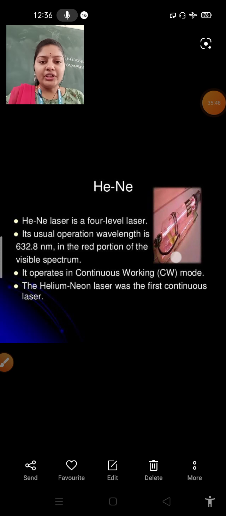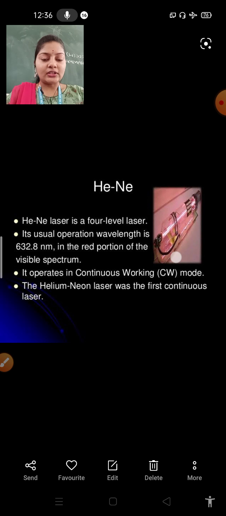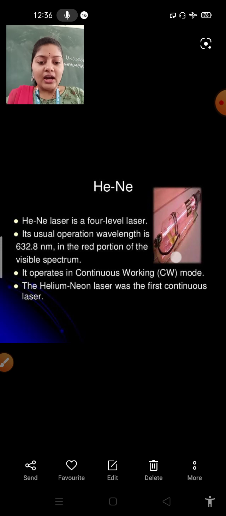Now coming to the next laser type, that is helium neon laser. We have already discussed the different classifications of laser. The helium neon laser is a 4-level laser, so it has 4 energy levels, and the output wavelength of the helium neon laser is 6328 angstroms. Next, helium neon laser is a gaseous state laser.